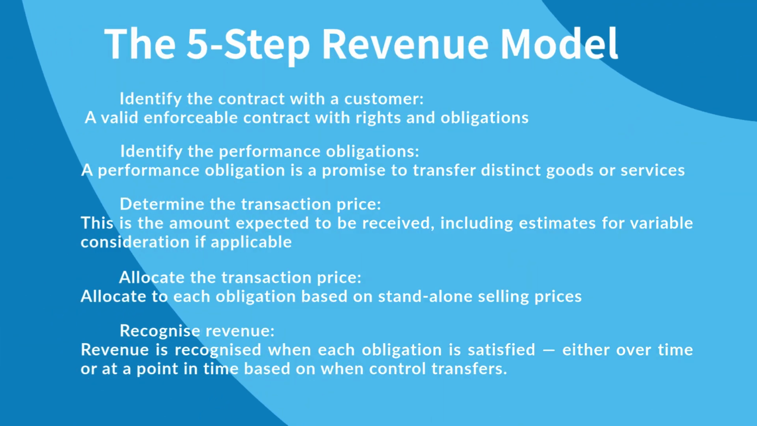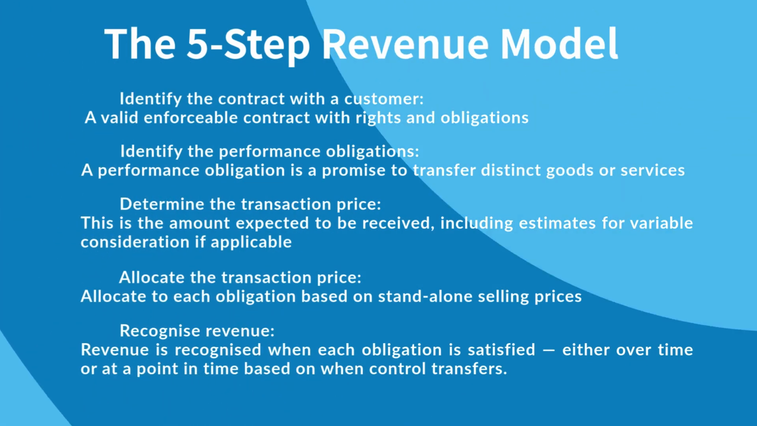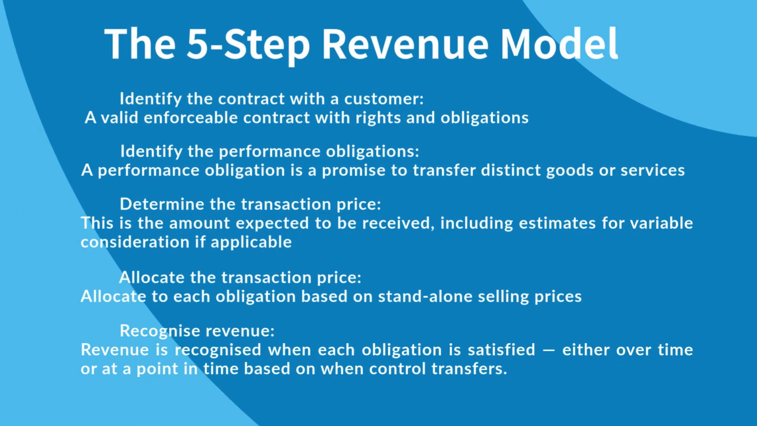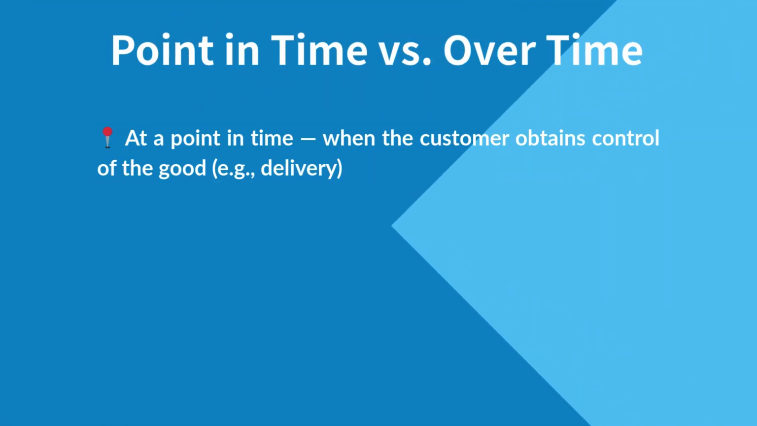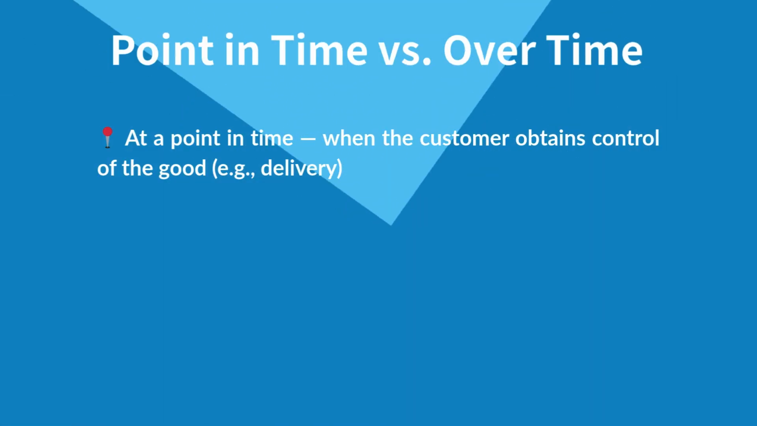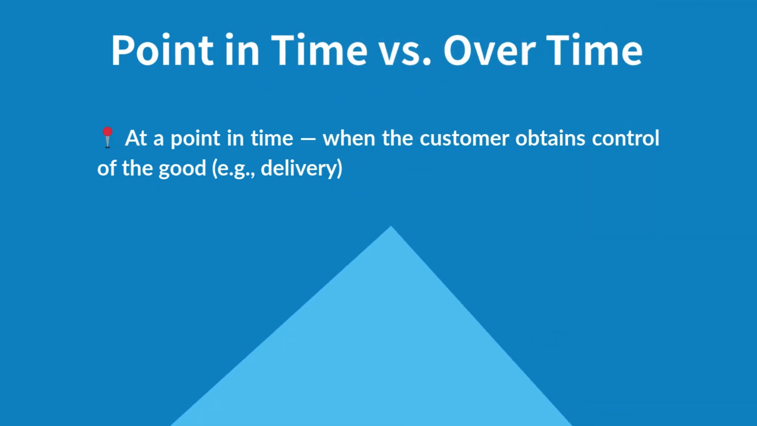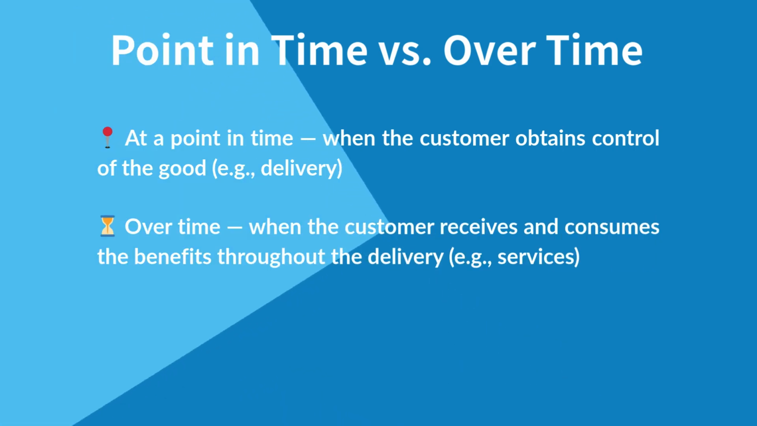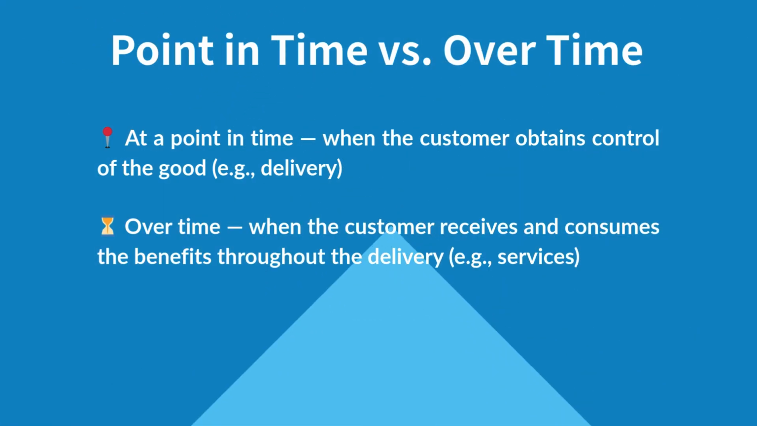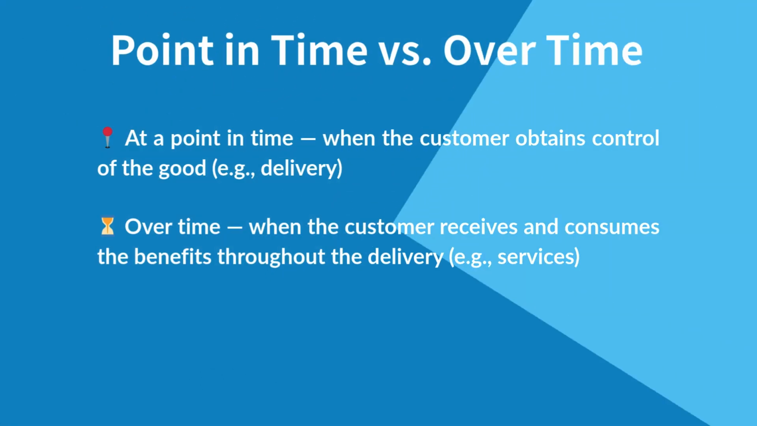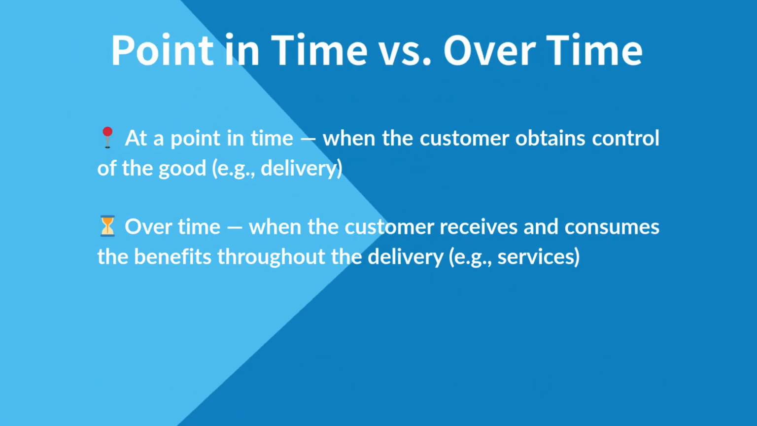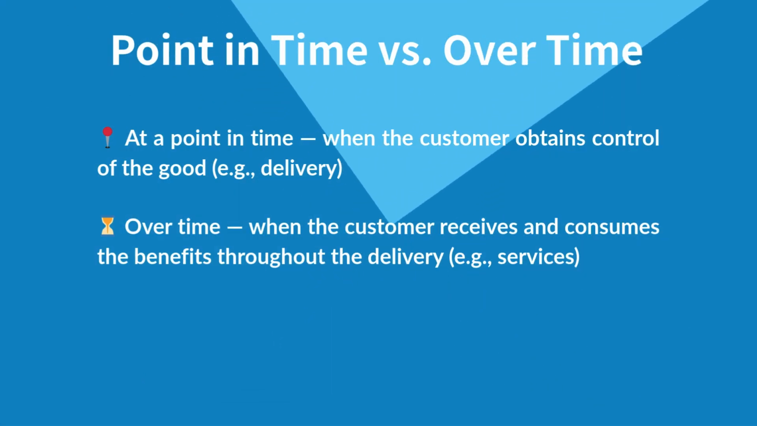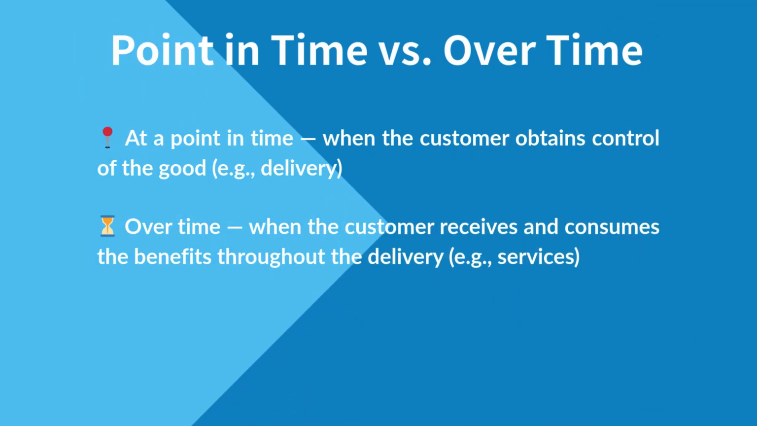So you'd record the $950 for the laptop when it's delivered and the $50 for the warranty gradually over the year. Sometimes, revenue is recorded at a single point in time, usually when the customer receives the product and gains control. For example, delivering a TV, the revenue is recognized right then. Other times, revenue is recorded over time, when the service is provided gradually. For example, a yearly subscription costing $120 would be recorded as $10 per month, or if a construction company is building a bridge over 12 months, revenue is recorded each month as the work progresses.